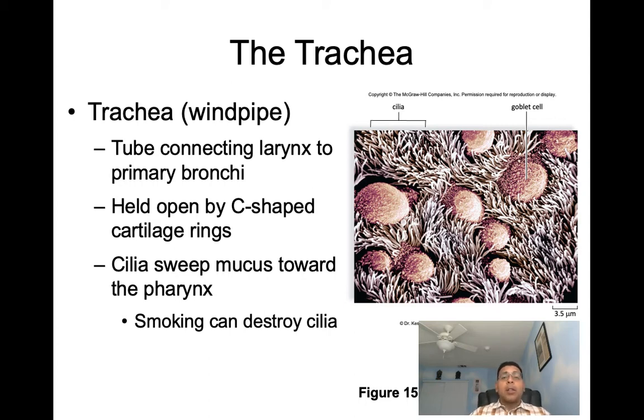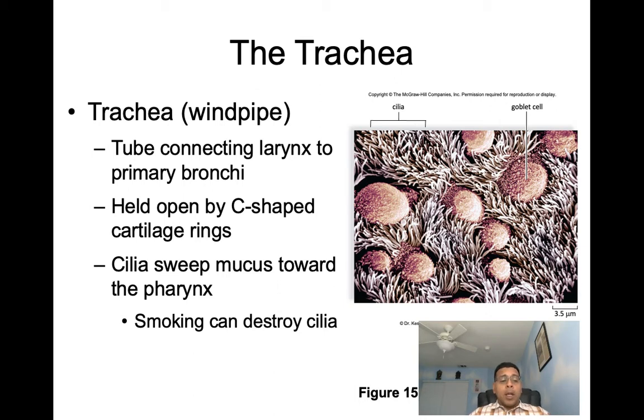The trachea is found lying in front of, or anterior to, the esophagus, and it's going to be held open by C-shaped cartilaginous rings. The open part of the C-shaped cartilaginous rings is going to face the esophagus, so that this allows the esophagus to expand when swallowing.